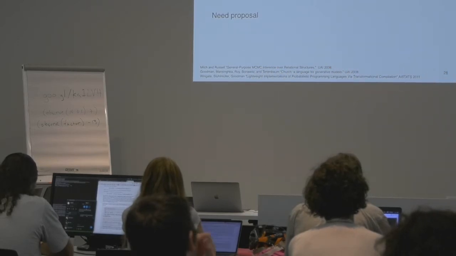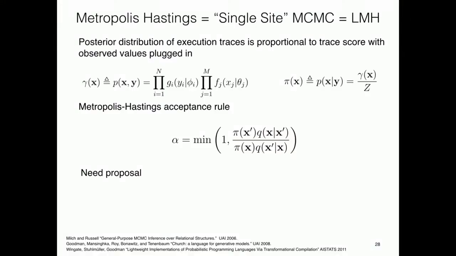We talked about single-site Metropolis Hastings, or Metropolis Hastings over the space of program traces. So these are the three base algorithms. These have been around in the literature for a while. And then we'll build on sequential Monte Carlo. But if you're going to do probabilistic programming, you need to see this one as well.